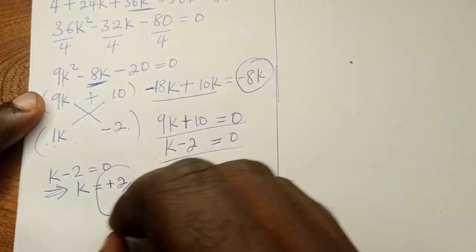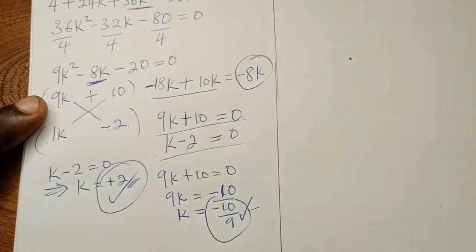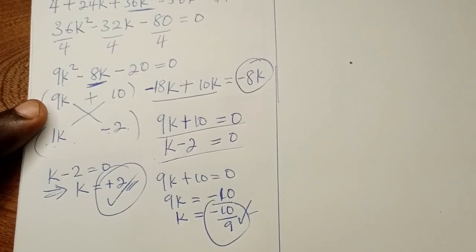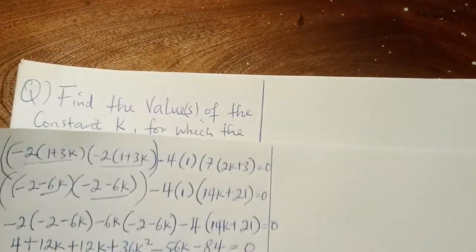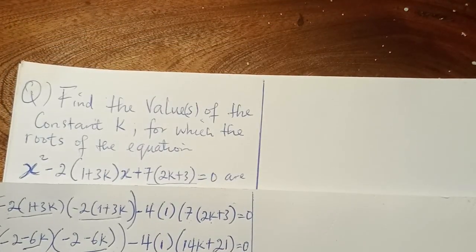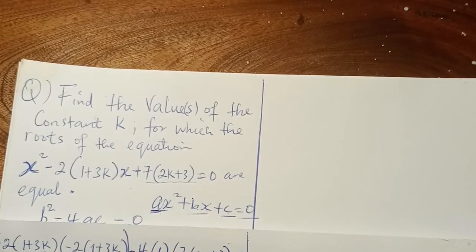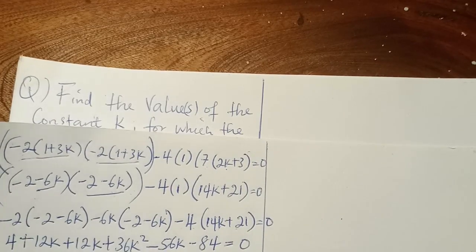K is positive 2, and k is minus 10 over 9. So those are the values of k based on this particular expression that has been given to us, for us to find the values of k, being that the roots are equal. So this is how we can solve this expression easily based on what we have shared with you.